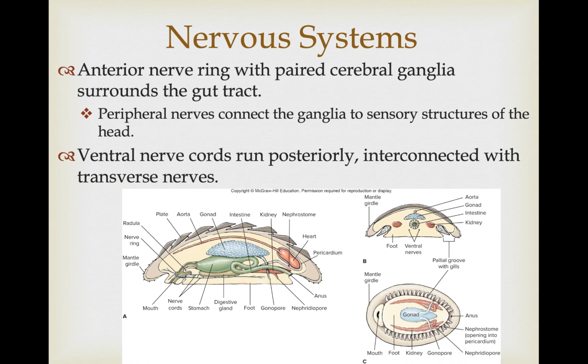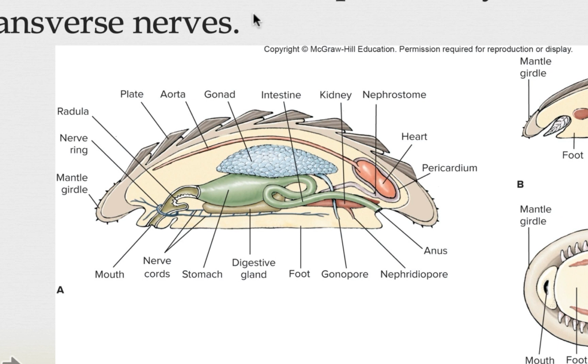As far as the nervous system goes, they have a very well-developed nervous system with an anterior nerve ring, which you can see here, surrounding the gut tract. It then has ventral nerves that run the length of the body with these interconnecting transverse nerves. On the anterior end, you see that they have a number of peripheral nerves connected, the ganglia, to sensory structures associated with the head. This is in those that show a high degree of cephalization, so it's the moving mollusks. You see less of those sensory structures and less of a well-developed ganglion associated with a head in the more sedentary, sessile forms.